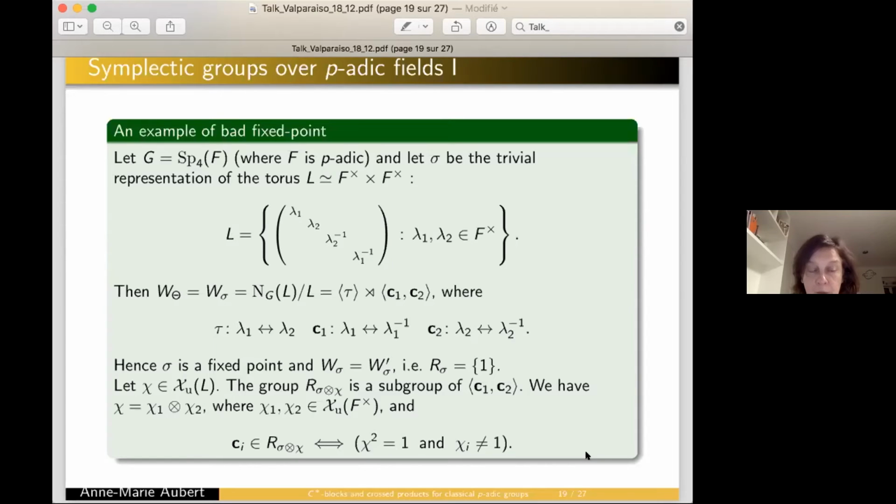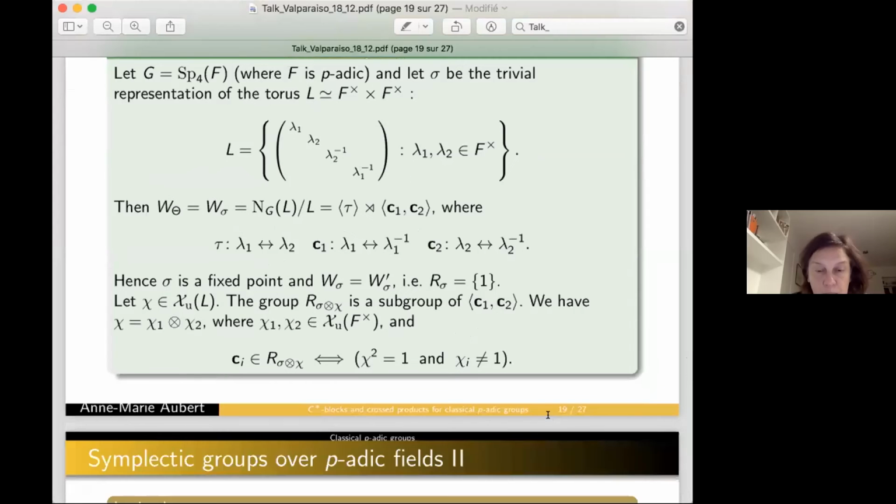And now if you take any unitary unramified character chi, you can consider the R group of sigma tensor chi. So sigma is here just the identity. It is a subgroup of the group generated by these two elements, c1 and c2. And we can check that ci belongs to R sigma tensor chi if and only if chi squared is equal to 1 and chi i is not trivial. And from this, it is easy to see that the condition to be a good fixed point is not satisfied.